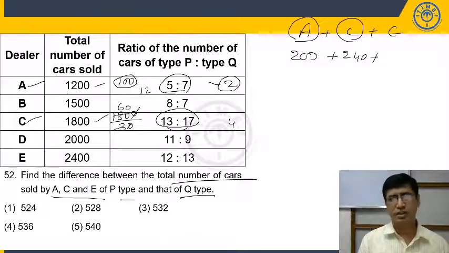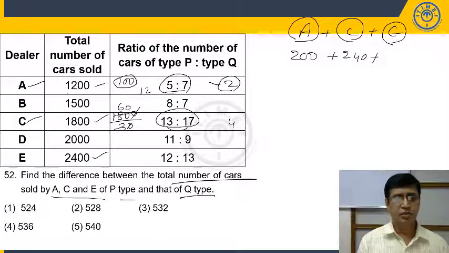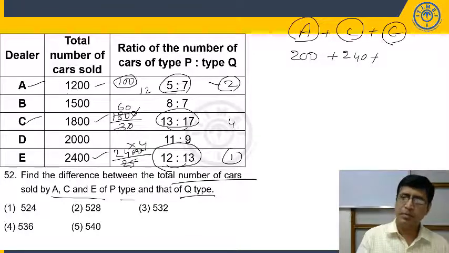Then what is the next dealer? It is E. Dealer E has 2400. The sum of the ratios is 12 plus 13, which is 25. So 25 parts is equal to 2400. What is the 1 part? 25 goes exactly 4 times in 100. 4 into 24 is 96. The difference in the parts is 1. So 1 time 96 is 96.